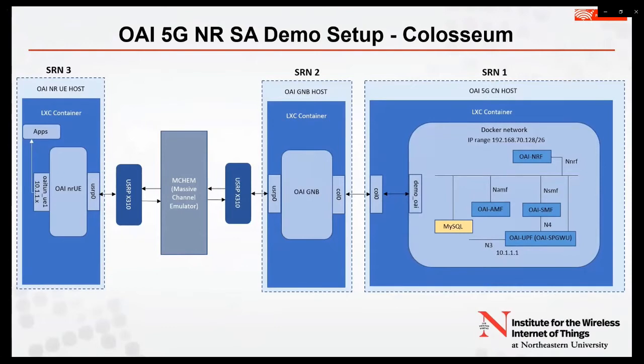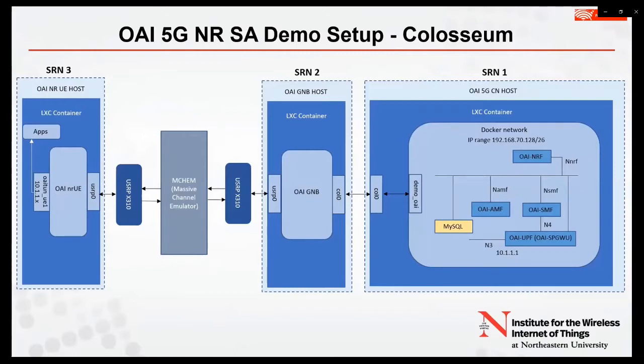The OAI UE runs in an LXC container on this SRN3, and it also transmits and receives via a USRP X310. For those of you in the audience who are familiar with OAI standalone mode setup, there are some small differences between a typical setup and the setup used on Colosseum. One difference is that the gNodeB and UE run within LXC containers as opposed to on bare metal.